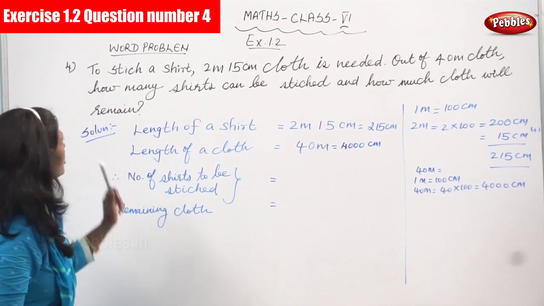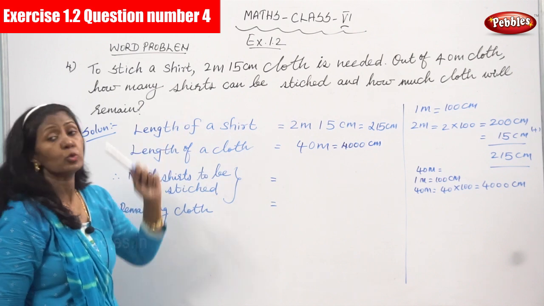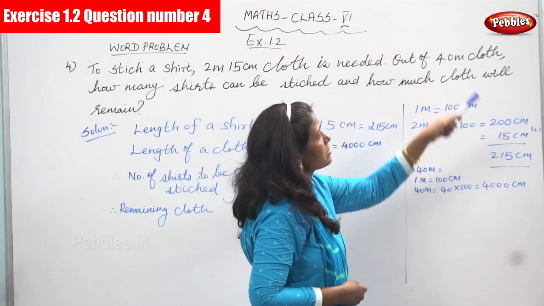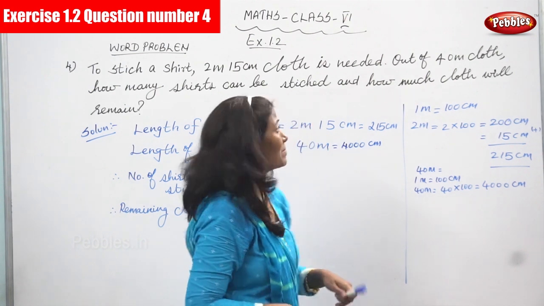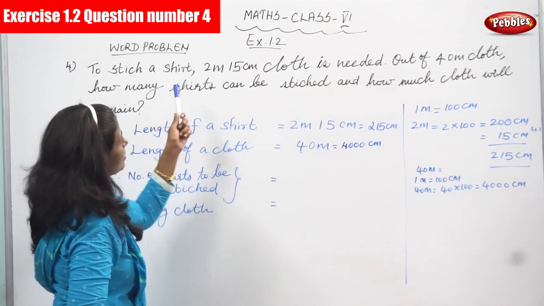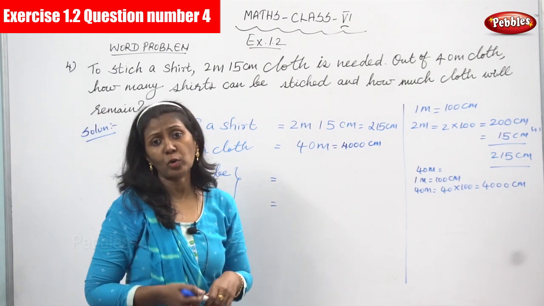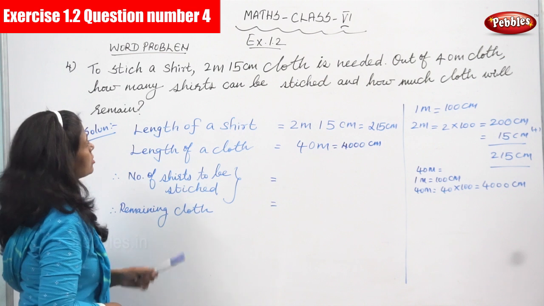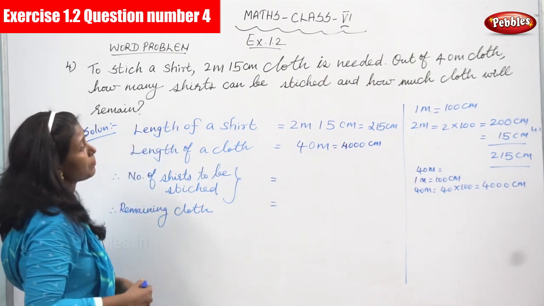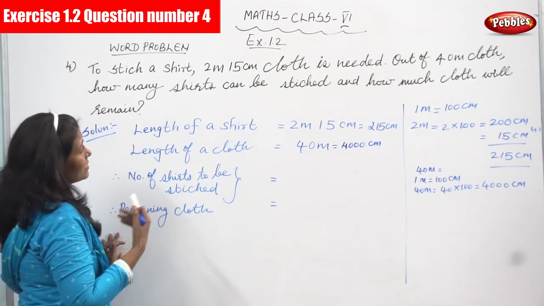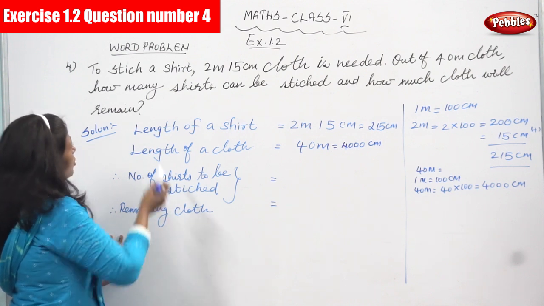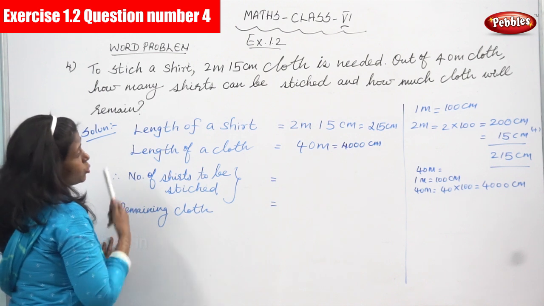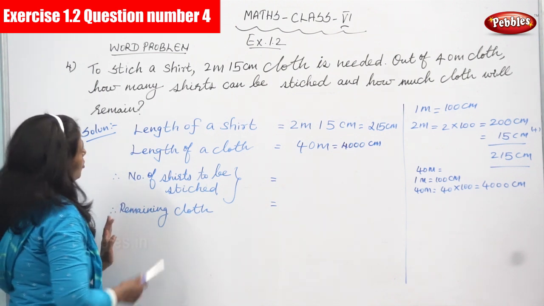Okay, so to stitch a shirt, they need 2 meter and 15 centimeter of cloth. Out of 40 meter, that means the length of the cloth is 40 meter. So what is the question? How many shirts can be stitched? That means the number of shirts. That is what they asked.